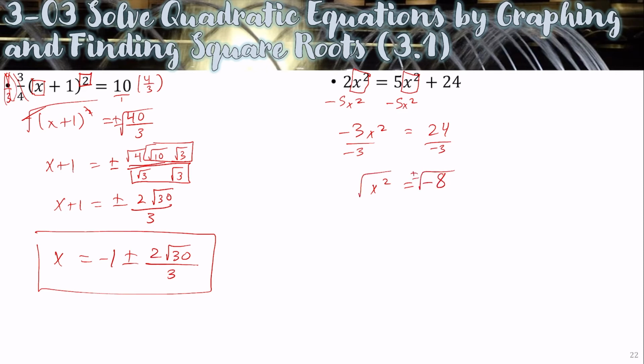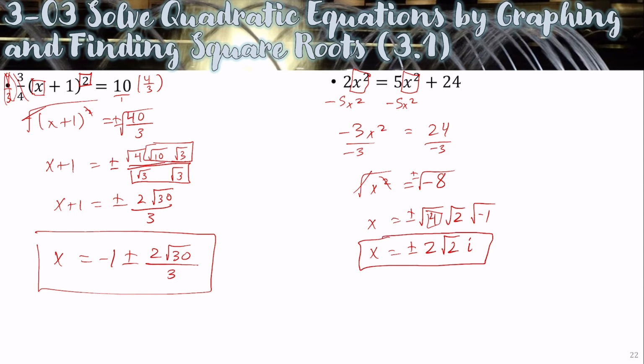Square root. Oh, let's see. Could we simplify 8? Sure, 8 is 4 times 2, where 4 is a perfect square, and we had the negative. Square root of 4 is 2, square root of 2, and the square root of negative 1 is i. So it's plus and minus 2 square root of 2, i, which is a perfectly good answer.